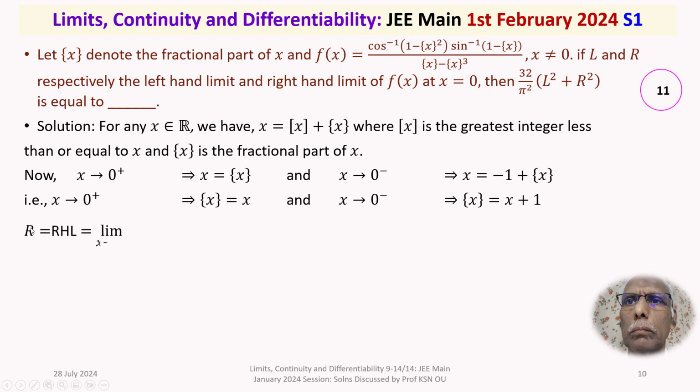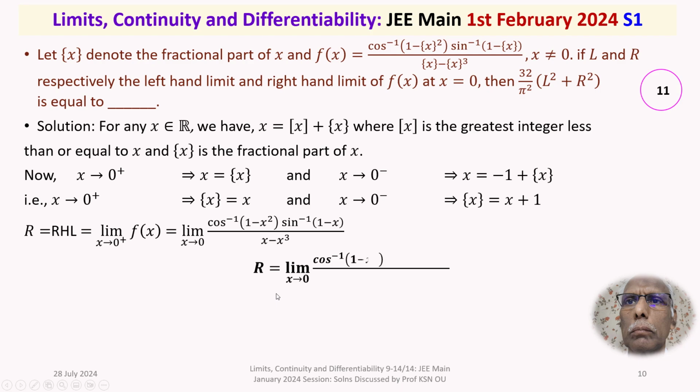Right. Now, capital R, the right hand limit, is equal to limit x tends to 0 plus of f(x). In f(x), wherever {x} is there, you write down x. And that will be limit x tends to 0 of cos inverse of (1 minus x square) multiplied by sine inverse of (1 minus x), divided by x minus x cube. That is capital R.